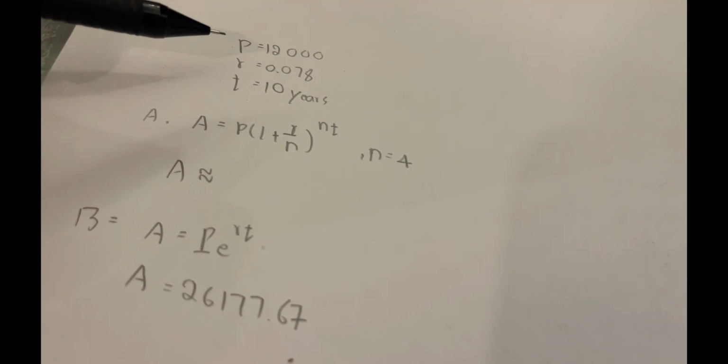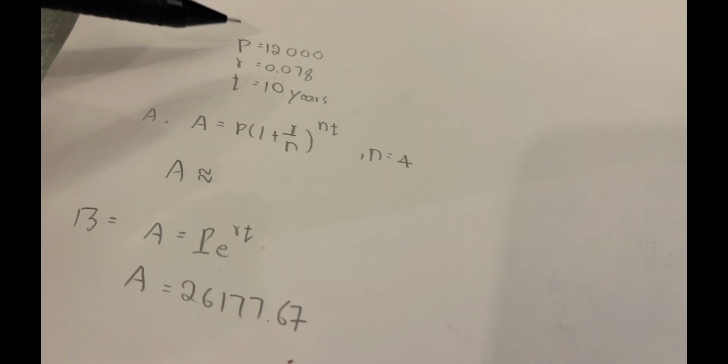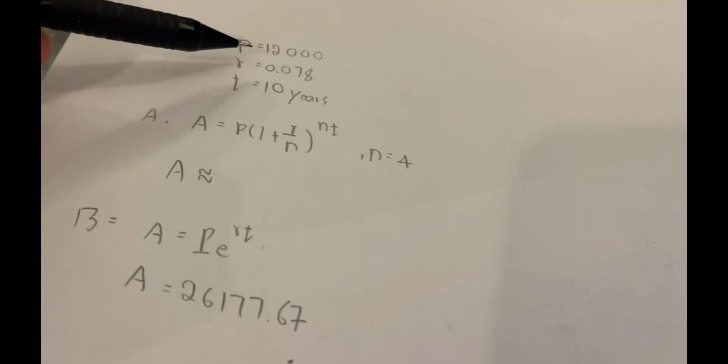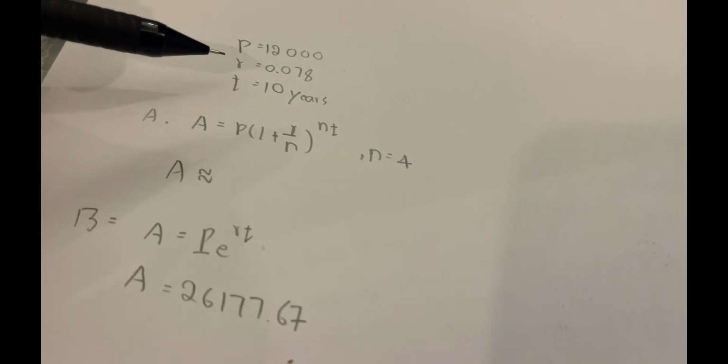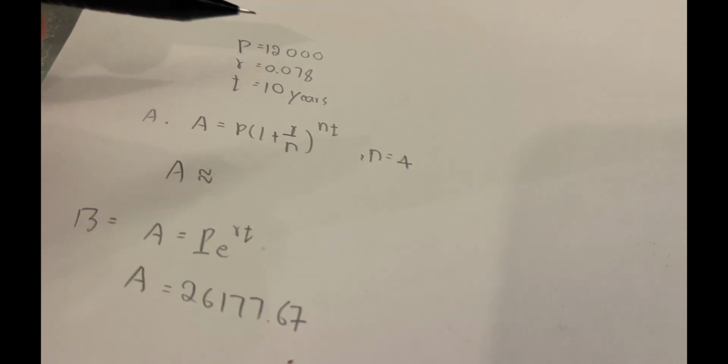So this is my answer for number 4. We are given P is equal to 12,000, r is equal to 0.073, and t is equal to 10 years.